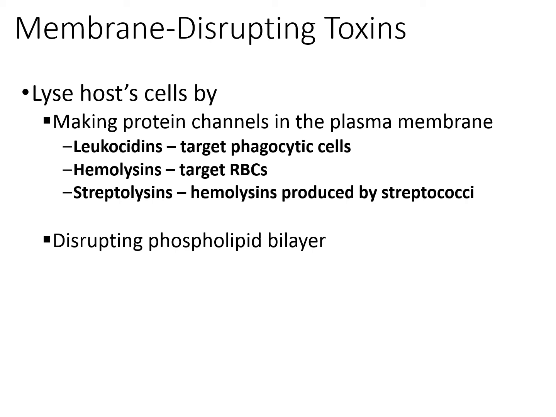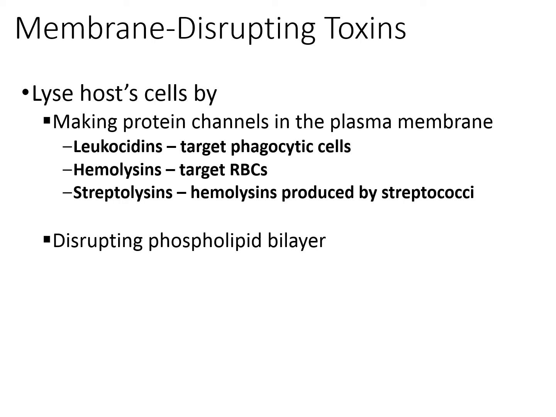So these membrane disrupting exotoxins are going to do one of a couple of things. They may form channels or holes in the plasma membrane of protective cells like neutrophils and phagocytes, causing them to lyse, or they may just disrupt the phospholipid bilayer, which also leads to lysis. So there's a couple of things that can happen here. The common thread is that these types of toxins are going to target cells and cause them to break open.